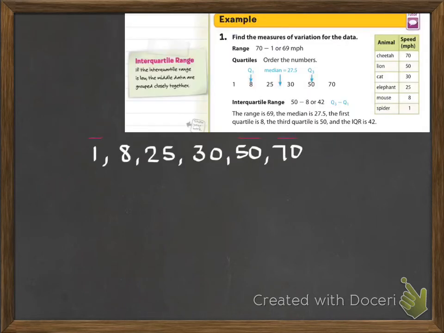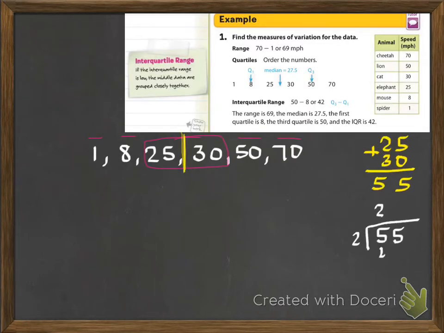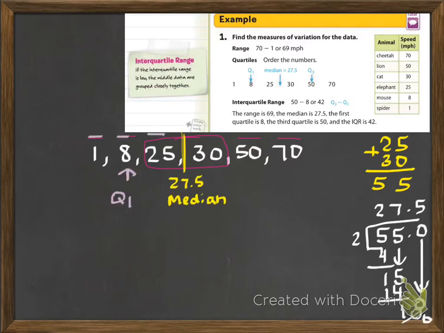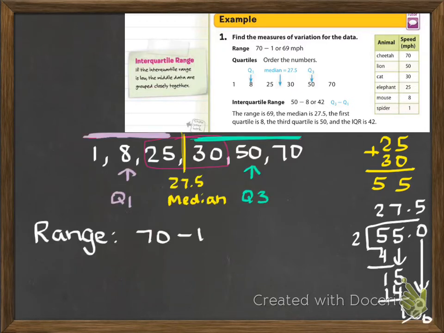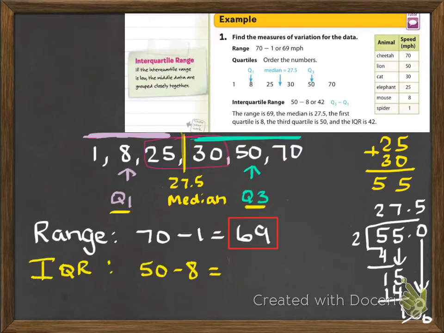And now we're going to look here at number 1. For example number 1, it says find the measure of variations. The first thing that they did was line up the data. I would like you to write that on the side of your paper. If you need extra paper, you can use it now. So they lined up all the data, and then since you have 1, 2, 3, 4, 5, 6 pieces of data, that means that you have 2 numbers in the middle.